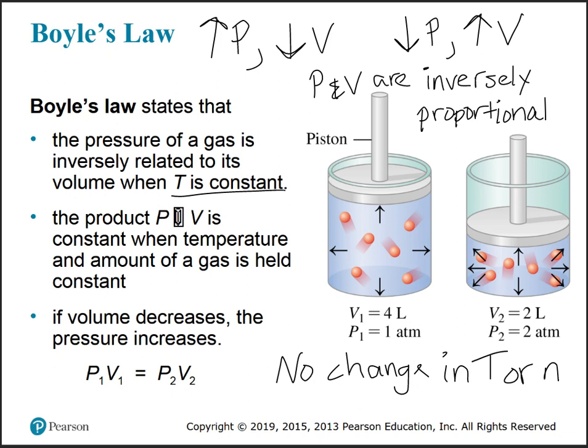So if you hold those 2 the same and you decrease the volume of a gas, you're going to increase the pressure because now you have less space. So that same amount of gas particles is bouncing around in a much smaller space.